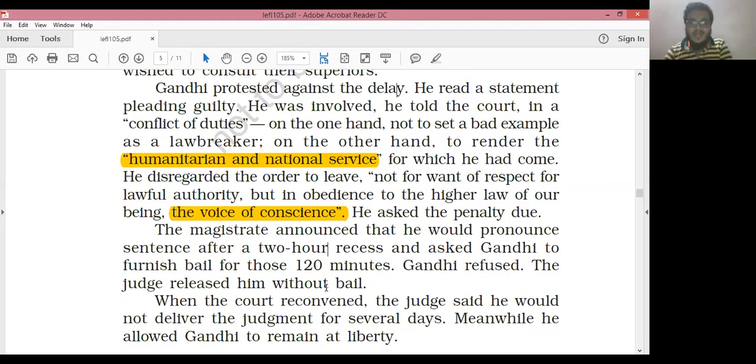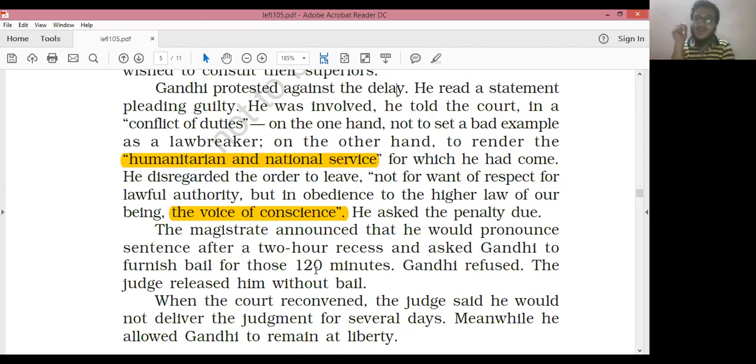The magistrate announced that he would pronounce sentence after a 2-hour recess and asked Gandhi to furnish bail for those 120 minutes. Try to understand the point here. The 2-hour recess means a 2-hour break, and within these 2 hours you go to prison and apply for bail. Gandhi refused. See the tricky process, how the judge is doing a tricky thing. Once someone goes to jail and goes through the process of applying for bail, it will take more than 120 minutes. If he is not able to do it, he will be kept for 24 hours.